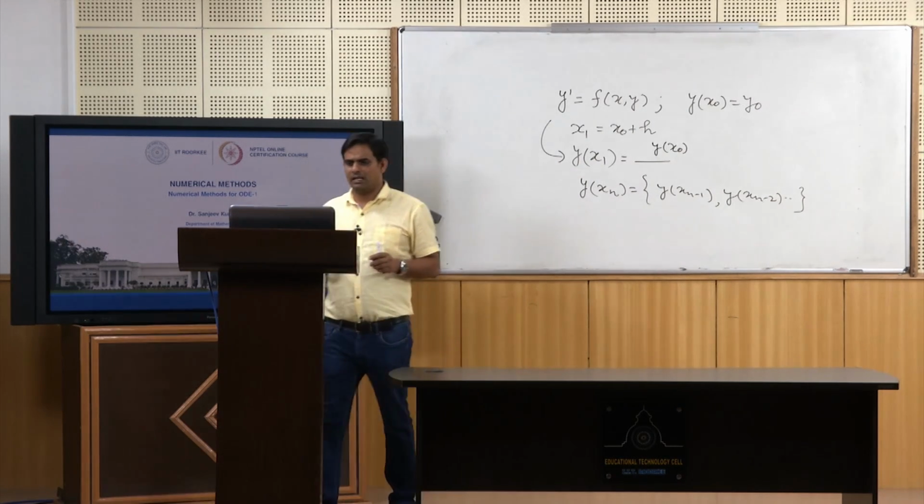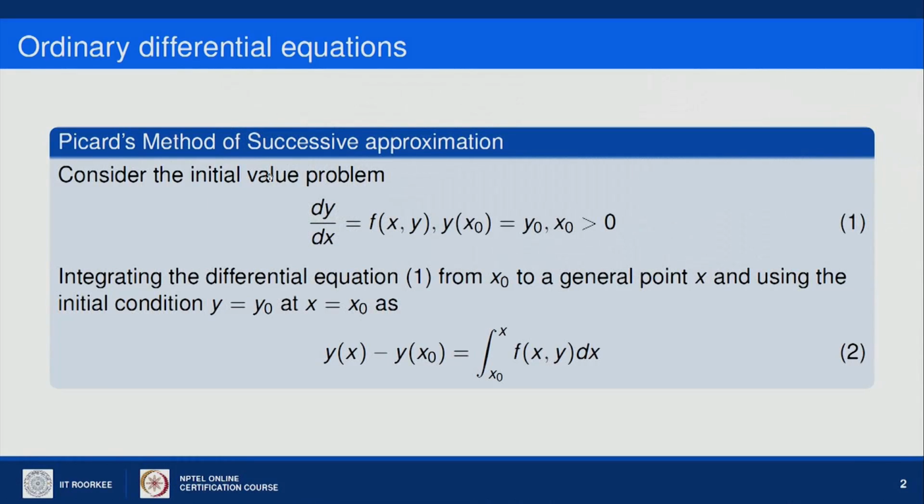So, what is Picard's method? Picard's method of successive approximation can be given like this. Consider the initial value problem dy over dx equals f of x, y and y at x 0 is y naught, and the domain of x is x greater than x naught. Integrating the differential equation from x 0 to a general point x and using the initial condition y at x naught equals y naught, I can write y of x minus y at x naught equals the integral from x naught to x of f of x, y dx.